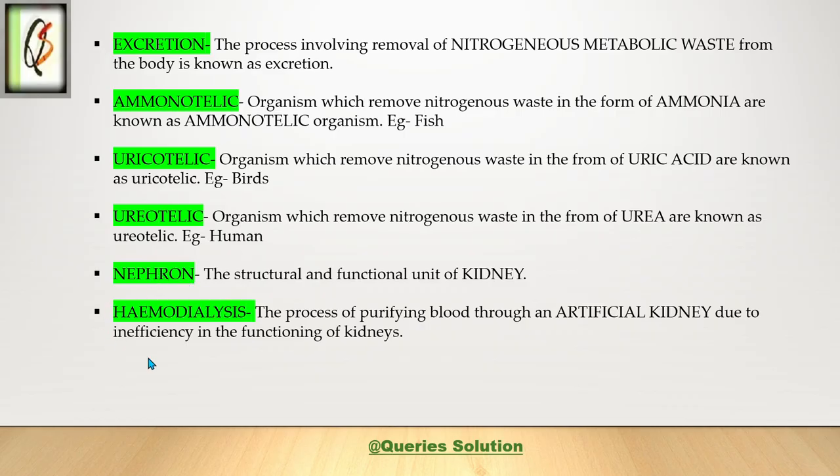And lastly, we have studied the concept of hemodialysis. So, how do you define hemodialysis? It is the process of purifying the blood through an artificial kidney. And why do we do this? The patients do this because of the insufficiency or inefficiency in the functioning of the normal kidneys in the body. When they stop functioning efficiently, we need to take help of the artificial kidney. And this process where the blood is filtered through an artificial kidney is the concept we say as hemodialysis.